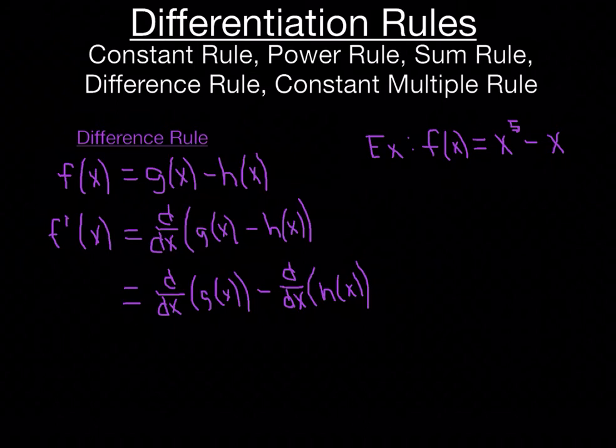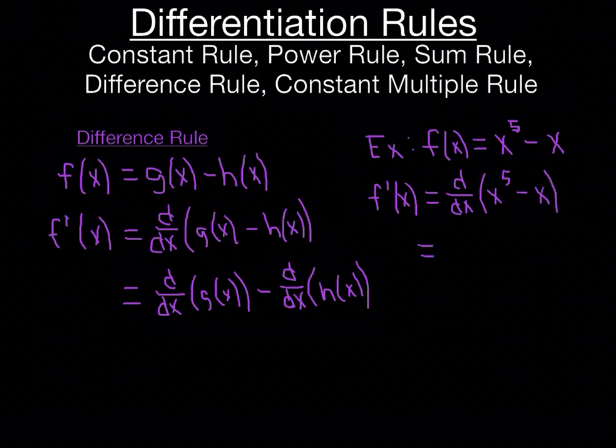So let's take a look at an example. We have f of x is equal to x to the 5th power minus x. So the derivative of f of x, or d over dx of x to the 5th minus x, is going to be d over dx of x to the 5th minus d over dx of x.